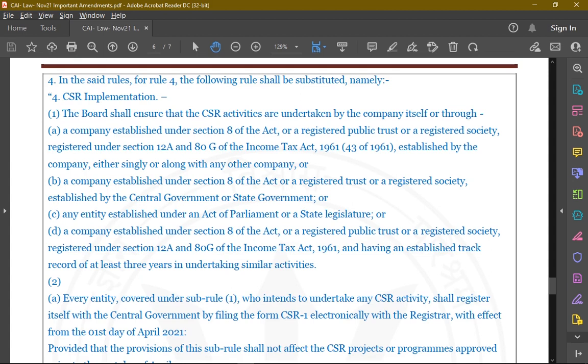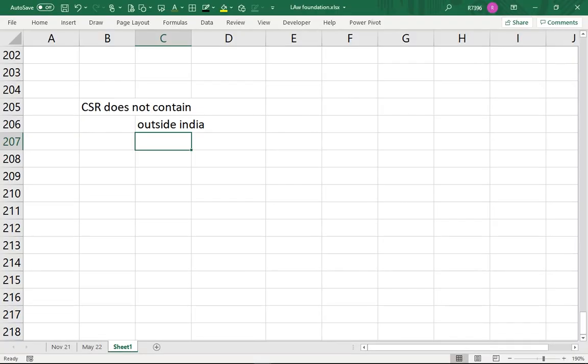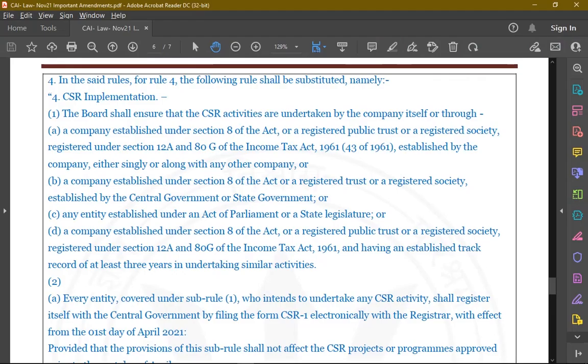Now look, in CSR we also understood that if a company does not have that much expertise on how to spend the CSR money, then it can take the help of experts like NGOs, other trusts, or other Section 8 companies. Definitely the company can take the help of those people. So basically these 4 kinds of people are allowed.